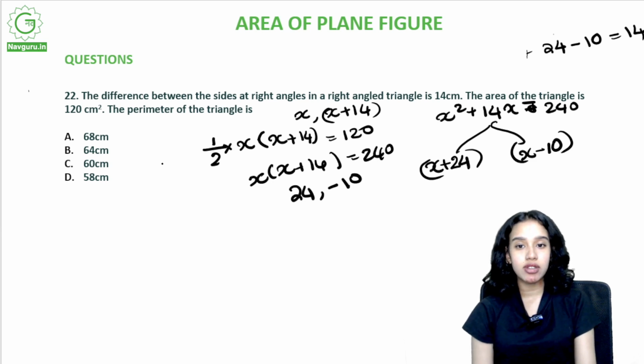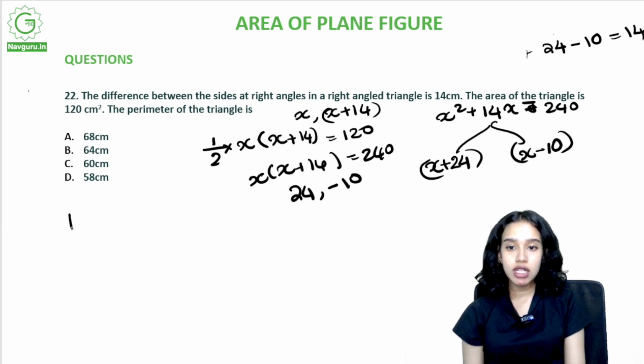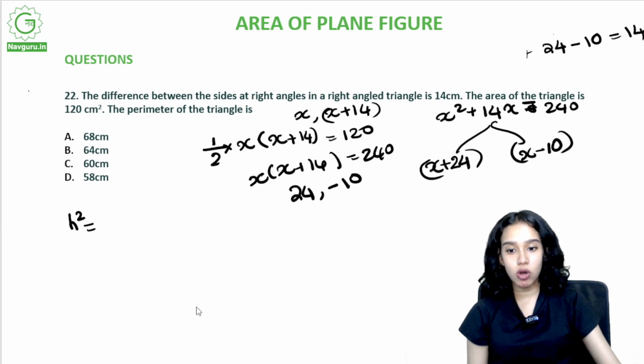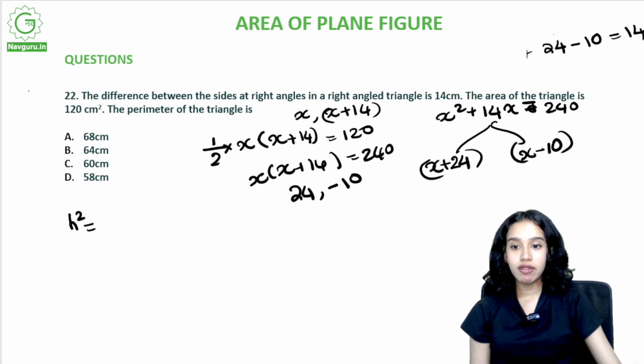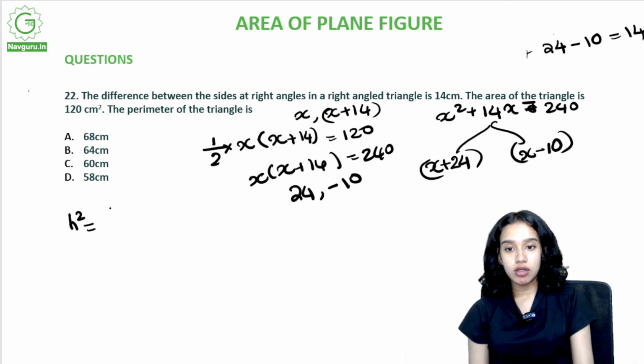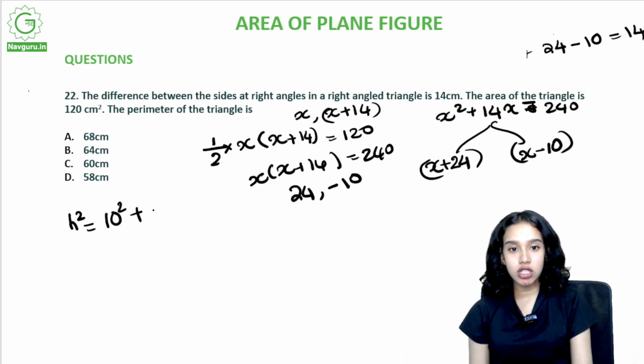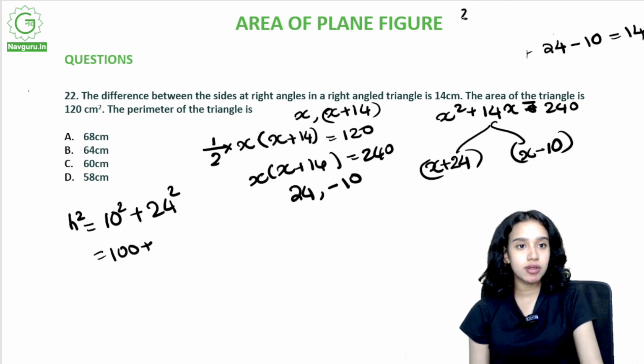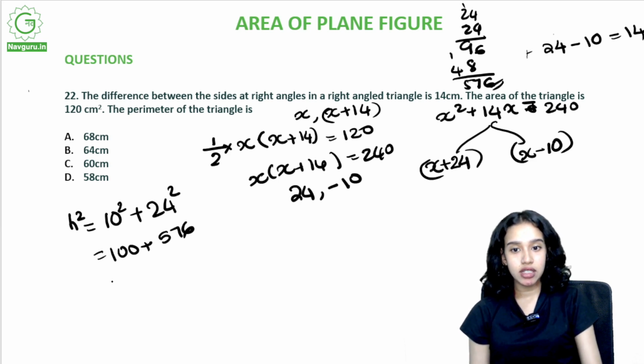Now we have to find the third side, right? So we know that hypotenuse square is equal to base square plus altitude square, right? So we have hypotenuse square is equal to base square, 10 square, plus altitude square, 24 square. So we have 100 plus 24 square. 24 into 24 is 576. Here we have 676. So h is equal to root of 676.